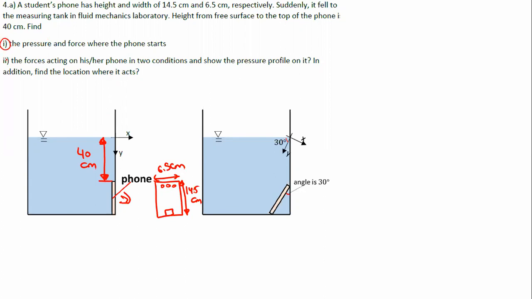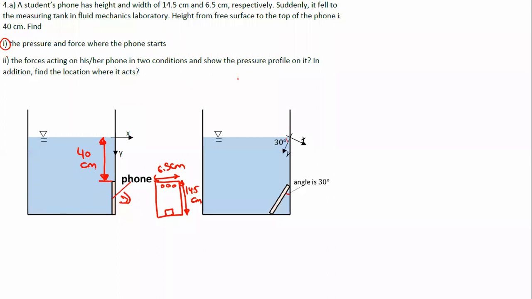Case B is the forces acting on his or her phone in two conditions, and show the pressure profile on it. Condition one is that the phone is vertical. Condition two is that it is at some angle. So we should find the forces acting on the phone in the two conditions, and show the pressure profile on it. In addition, find the location where it acts.